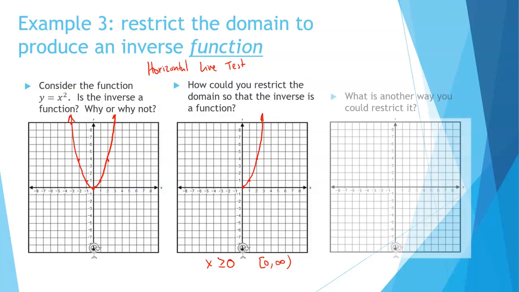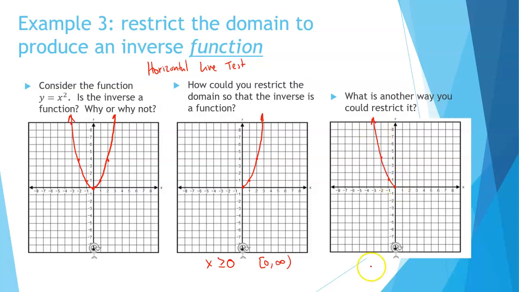Now, can you think of another way that we could restrict the domain? Well, if you're thinking the left side of the graph, maybe you even thought that originally, that would also be true. So both of these would be true if we say that x is less than or equal to 0, or we could say from negative infinity to 0 if we use interval notation, and that also is going to pass the horizontal line test. We could either look at the right side or the left side. It doesn't matter how you restrict it. In either case, the inverse would be a function because it passes the horizontal line test.